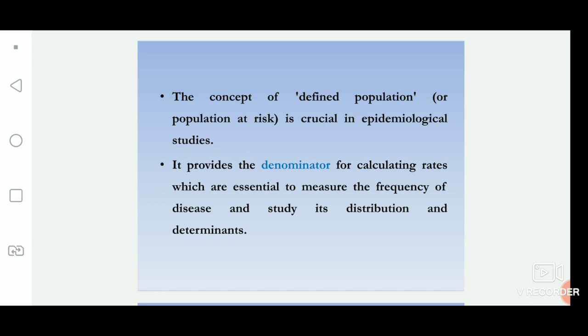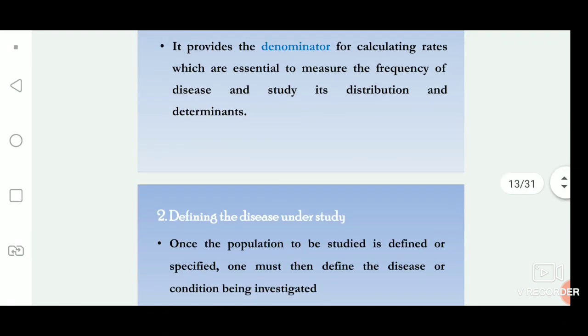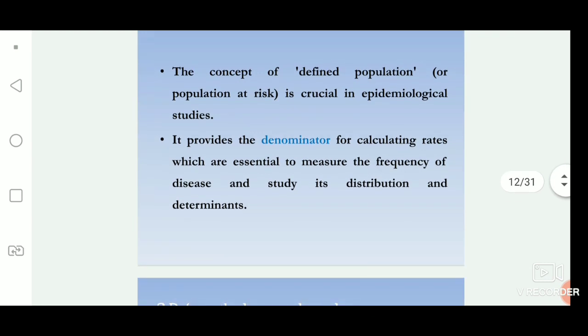Understand, I hope you all. Denominator. This is what we are all concerned with. Without denominator, the numerator has very little meaning. So that is defining the population.